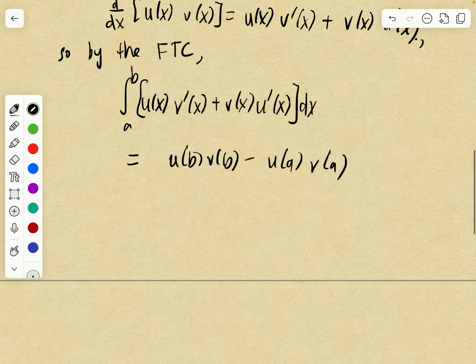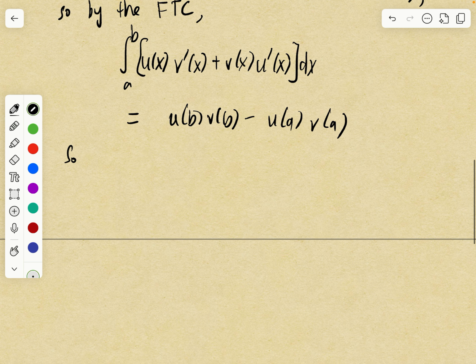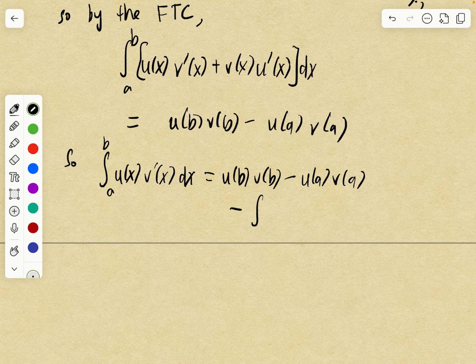Well, we can split this up. We can split this integral up into the sum of the integrals, and then we get that the integral of u of x v prime of x dx is equal to, well, we just subtract the integral of v of x u prime of x dx from both sides. So it's just going to be u of b times v of b minus u of a times v of a minus the integral from a to b of v of x u prime of x dx. And that's the proof. So a very short proof.